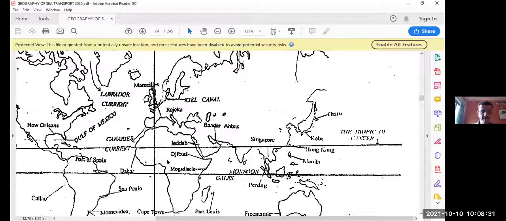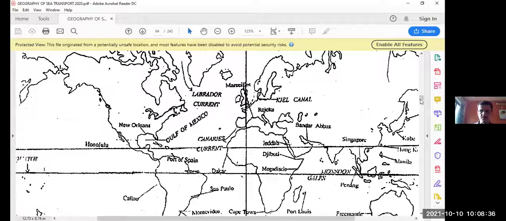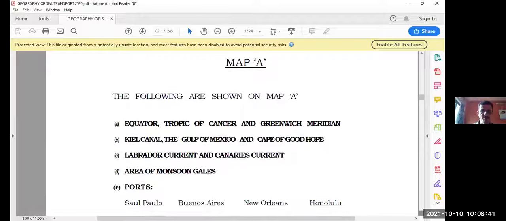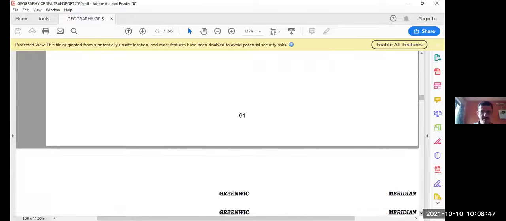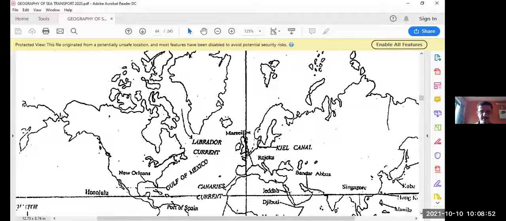So how should I do it? I go to the question that is mentioned in map A. I read the questions. I take out my map, take a pencil and pen or rubber. Pencil and rubber will be better so that you can erase what you've done and start making and indicating these particular locations in the map. Okay. I'll show you the next one, how it goes.